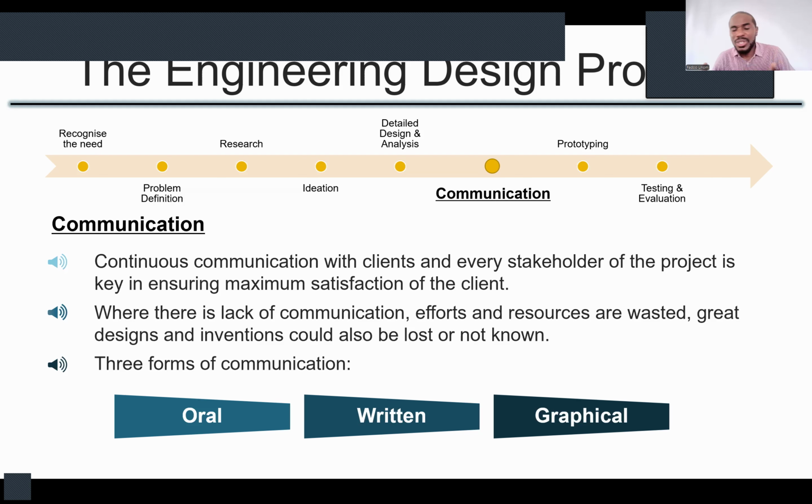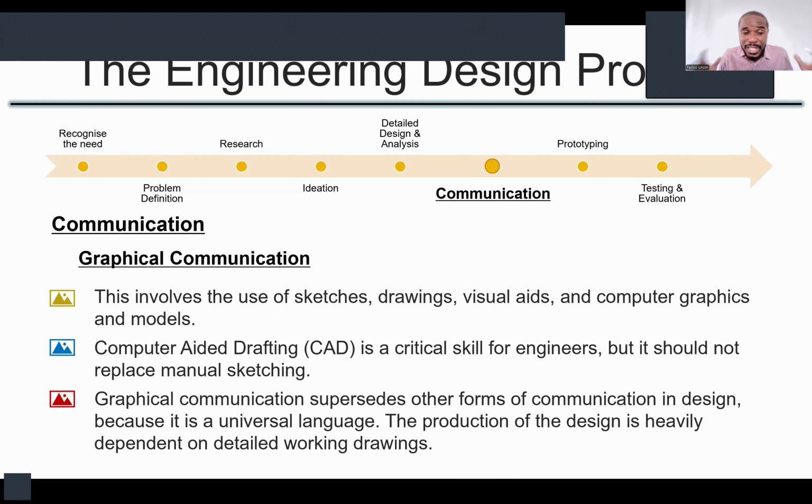You go and pitch your design to people. You might have inventions that are lost. Now, 3 forms of communication: oral, written, graphical. Oral is good, but it's the least robust of all of these. Graphical is the most robust because it's a universal language, and it involves using sketches, drawings, visual aids, computer graphics, and models to transmit an idea.